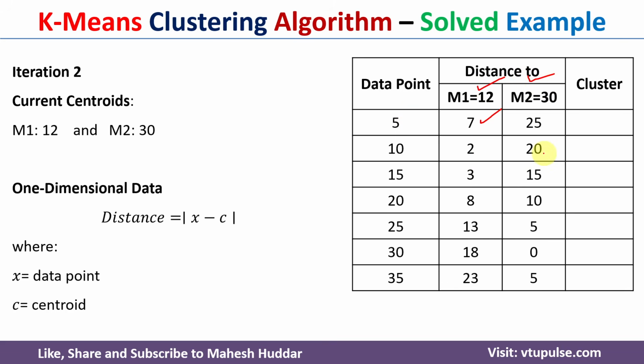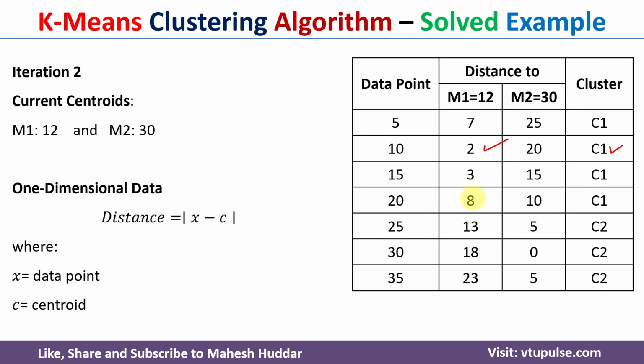Once you find the distance, next we need to assign these data points into one of the clusters based on the distances. If you observe the first data point, in between 7 and 25, 7 is the minimum value. So we'll assign the first data point to the first cluster, that is C1. And for the second data point, 2 and 20 are there. In between these two values, 2 is the minimum value. So we will assign the second data point to cluster C1. Similarly, we will assign each data point to one of the clusters based on the distances.